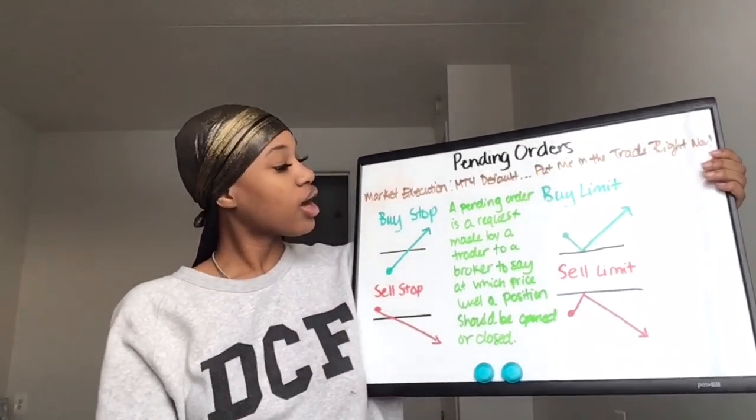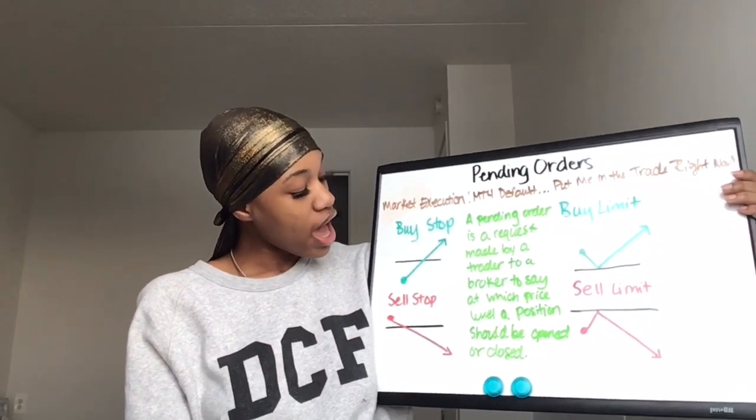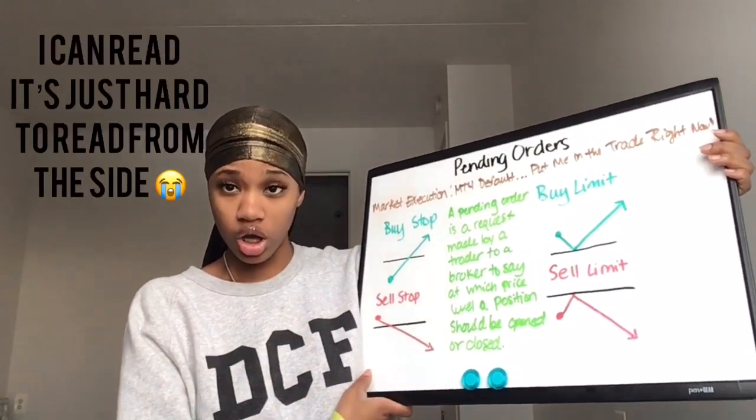So a pending order is basically, the definition from Google: a pending order is a request made by a trader to a broker to say at which price level a position should be open or closed, right? That's the definition that came off of Google.